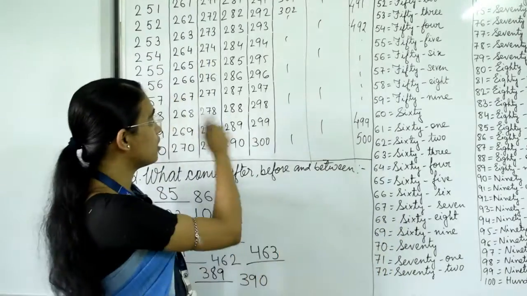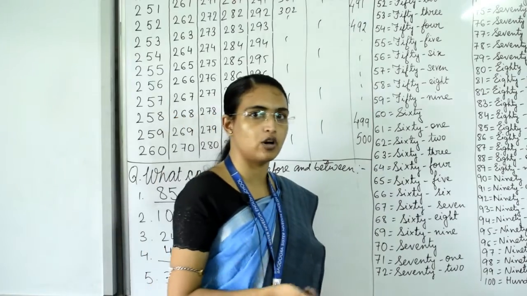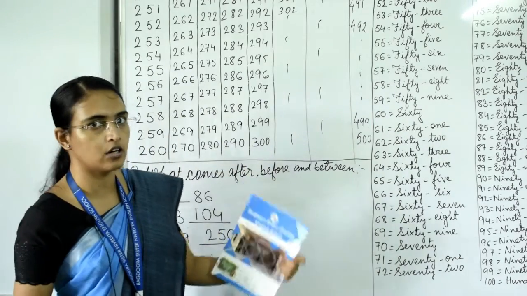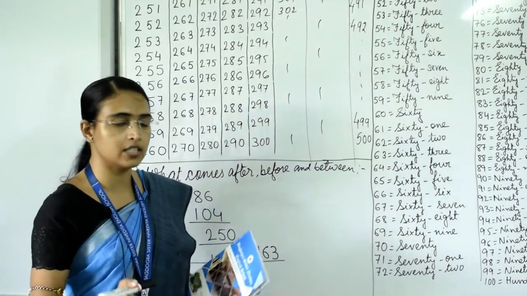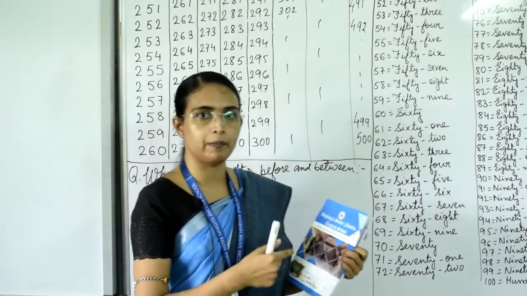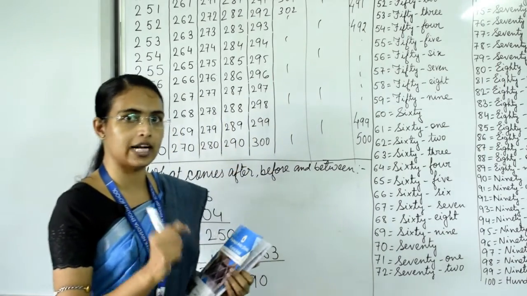Okay, so do this in both your CW and HW copy. This is your classwork and in your homework. Okay, so write these things in your copy, whatever I have shown you, in that way.